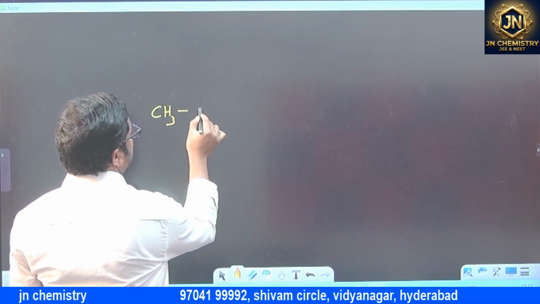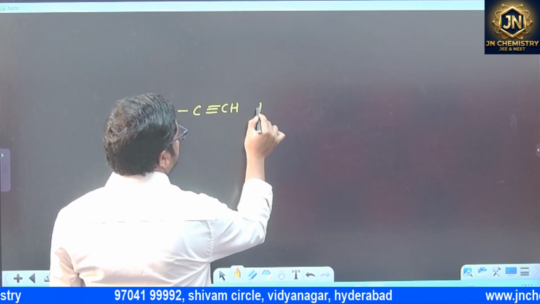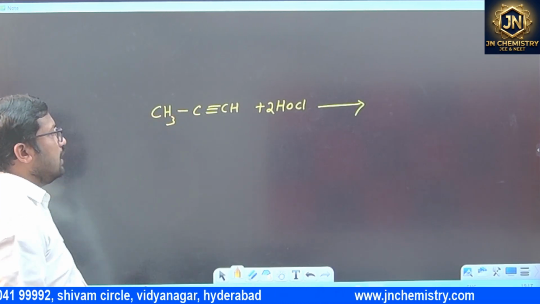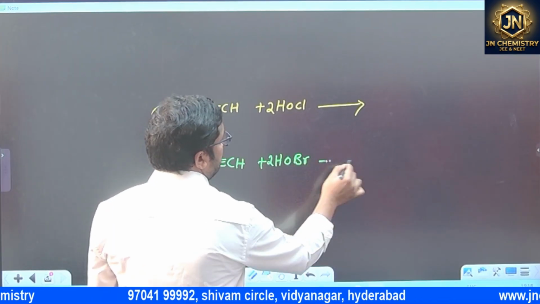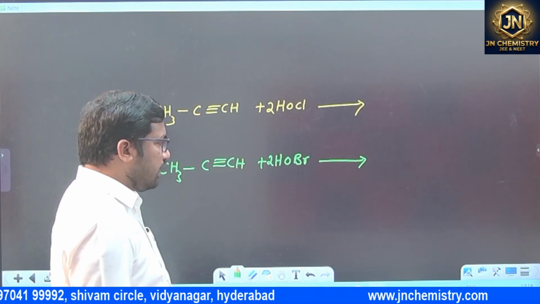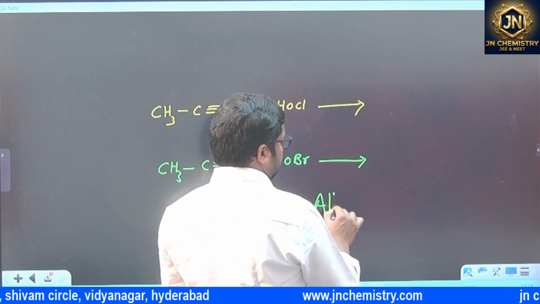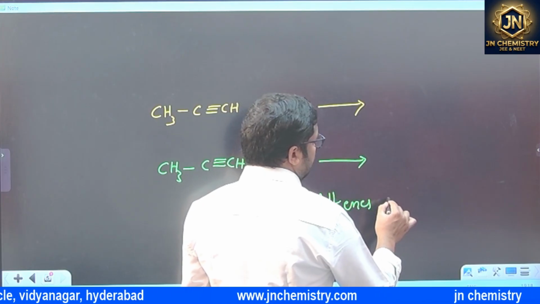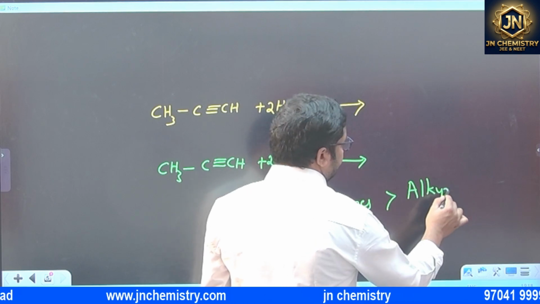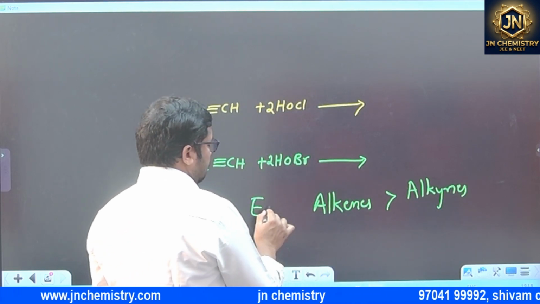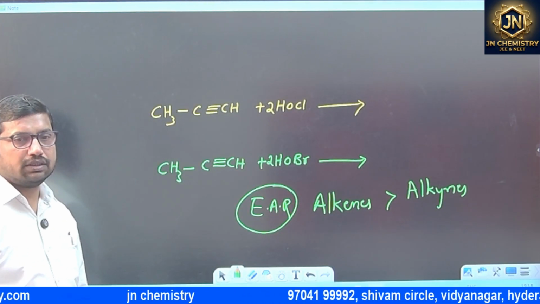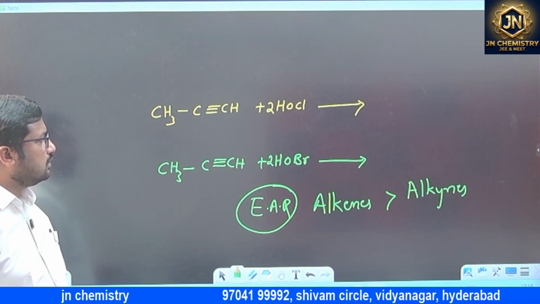CH3, C≡CH, HOCl. We take 2 moles of HOCl. Write the products. HOBr. In electrophilic addition reactions, alkenes are more reactive than alkynes. In which reaction? In electrophilic addition reactions, alkenes are more reactive than alkynes.